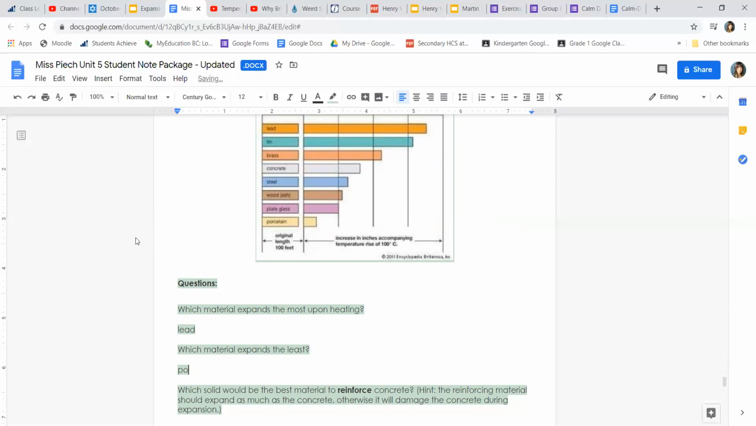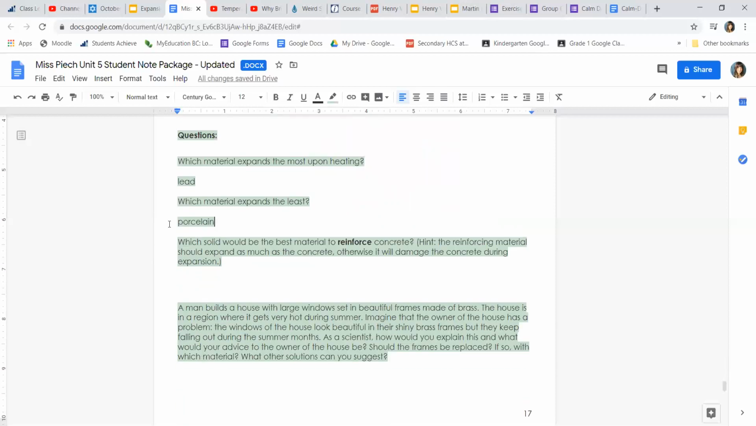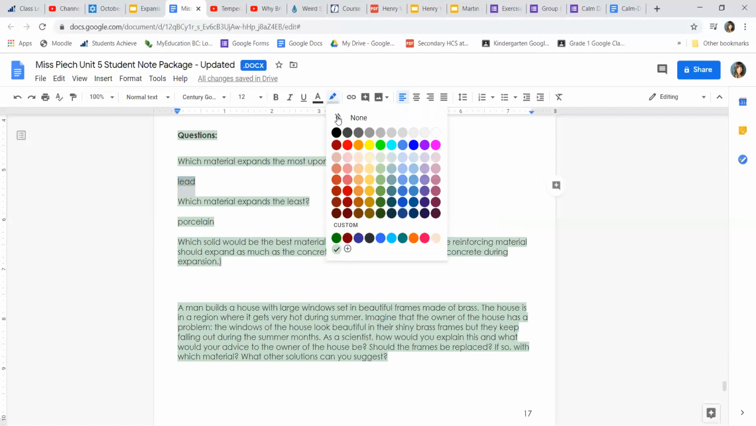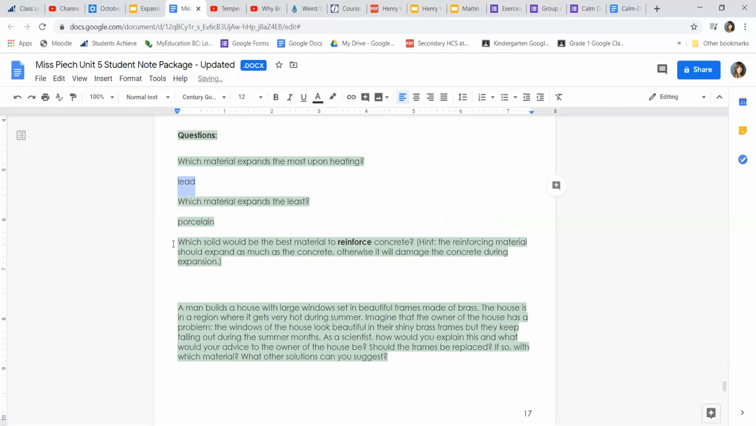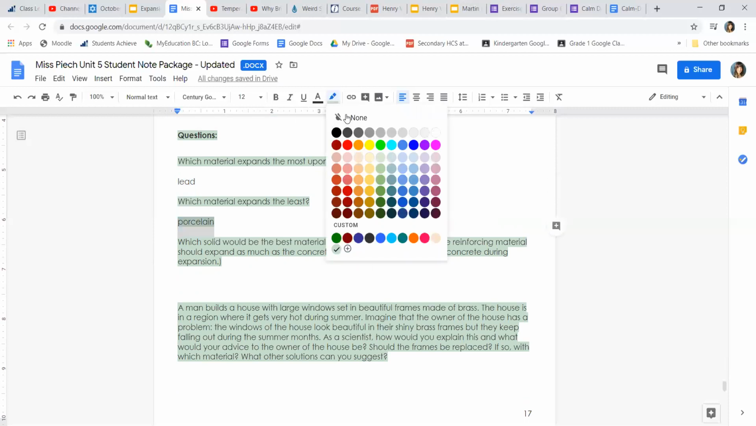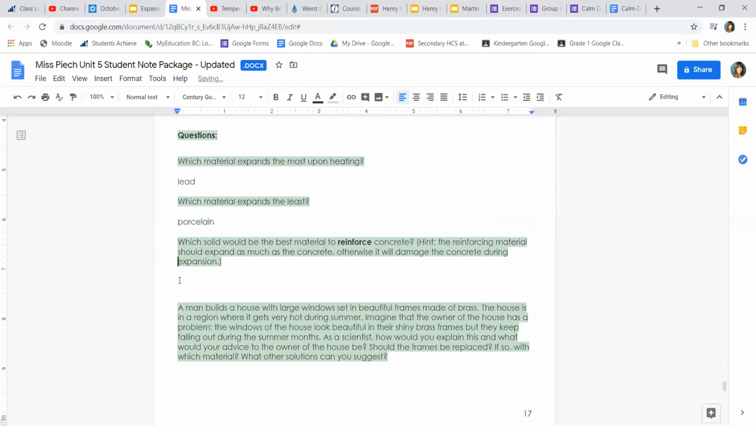Oops, gotta watch my spelling. Oh my goodness, it's getting worse. Okay, porcelain. If you're finding the highlighting annoying, like I kind of am, where it looks exactly like the question, then you can just get rid of the highlighting. You don't have to if you don't want to, but for me, it's nice to look at what is my answer and what's not.